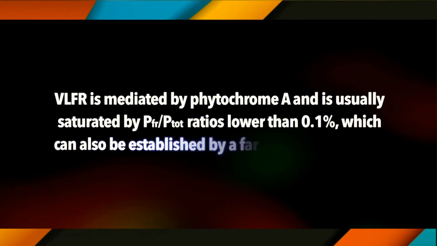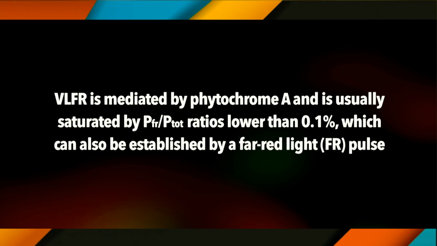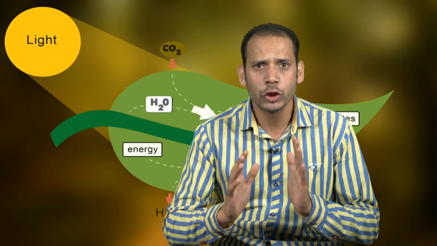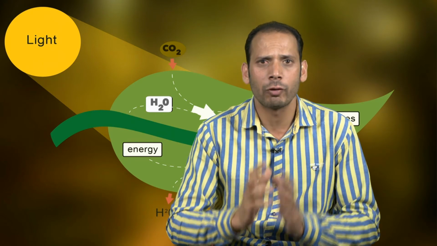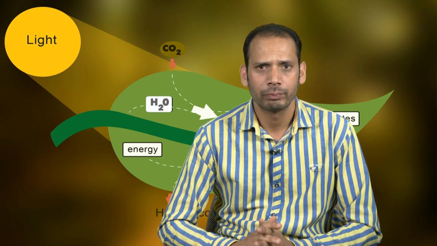Very low fluence response is mediated by phytochrome A and is usually saturated by a PFR over P total ratio that is lower than 0.1%, which can also be established by a far-red light pulse. Thus, they do not show the classical red far-red reversibility.